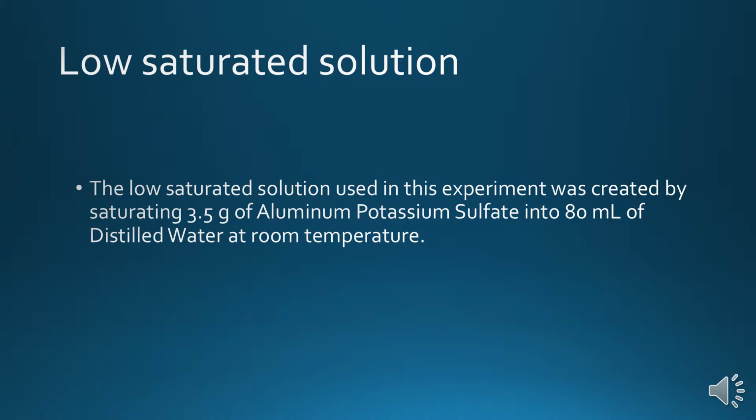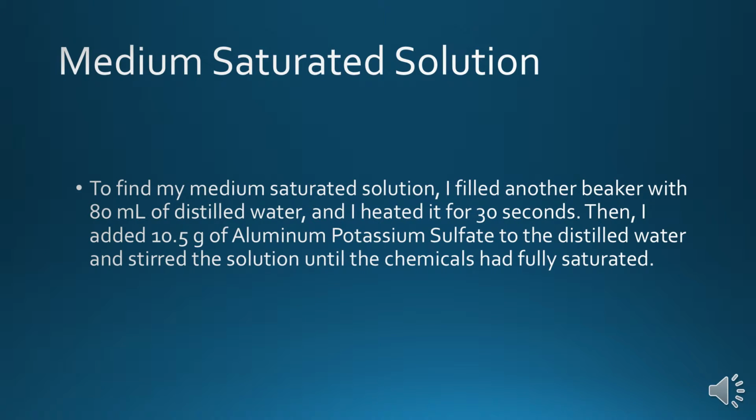The low saturated solution used in this experiment was created by saturating 3.5 grams of aluminum potassium sulfate into 80 milliliters of distilled water at room temperature. To find my medium saturated solution, I filled another beaker with 80 milliliters of distilled water and I heated it for 30 seconds. Then I added 10.5 grams of aluminum potassium sulfate to the distilled water and stirred the solution until the chemicals had fully saturated.